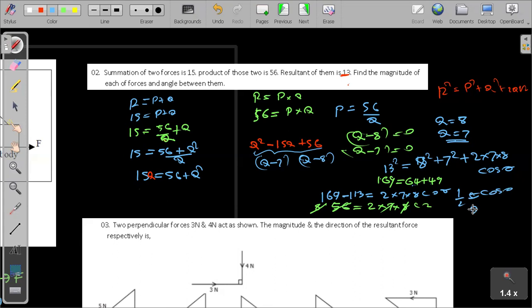So cos theta equals half. Cos inverse means you have to find out what angle has cos half. Theta will be 60 degrees in between. That's it. Very simple.